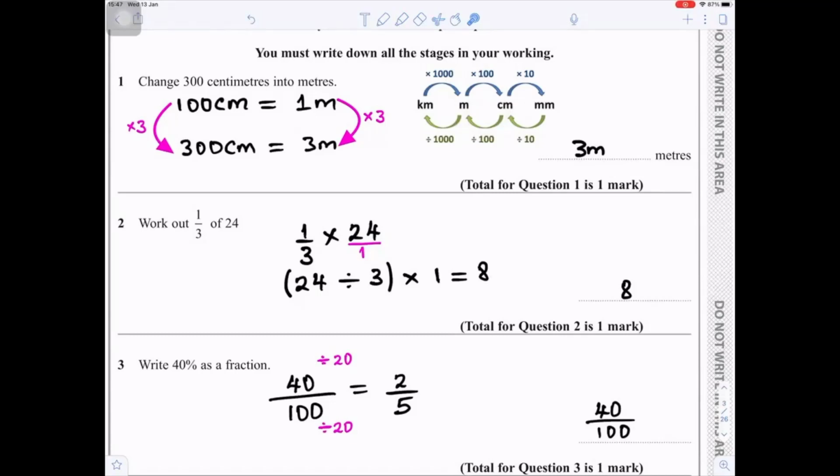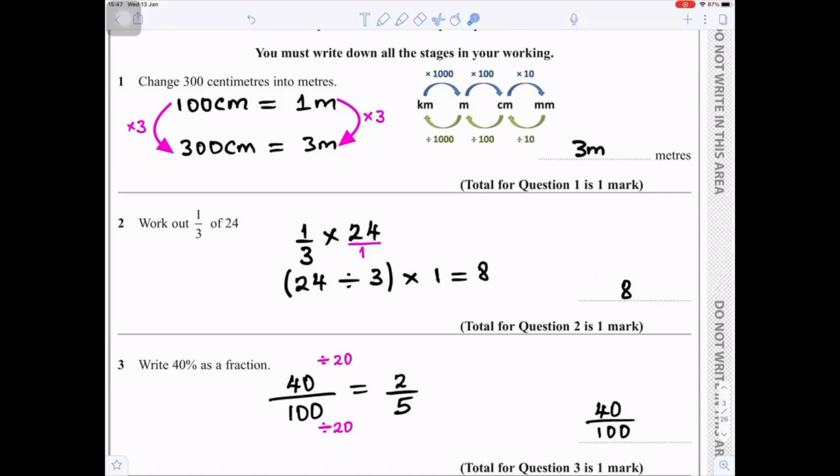Question number 2. 1/3 of 24. You can write it as 24 divided by 3 times 1. So 24 divided by the denominator, which is 3, is 8, and 8 times 1 is 8. So the answer is 8.